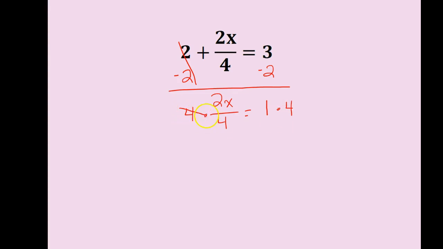You just take those little step by step to get closer to that variable by itself. All right, 1 times 4 is 4. And now I'm multiplying x, so I need to do the opposite, which is dividing. So I have x equals 4 divided by 2 is 2.